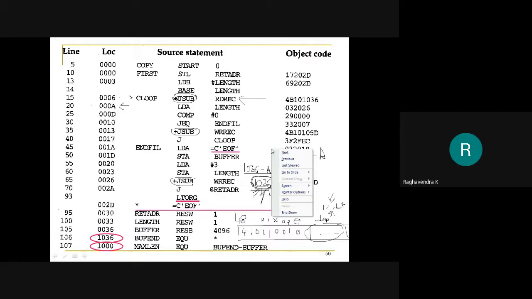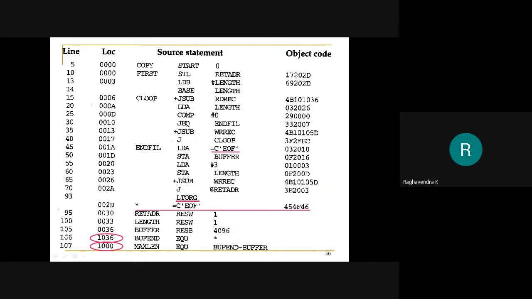Got it? So that's why, at the beginning itself, because we know that the displacement is going to be large, we have put a plus sign here and assembled this instruction using format 4. Why it has a larger displacement is because of this place here, which is a buffer. We are reserving around 1000 bytes of memory for the buffer, so it's a blank space.